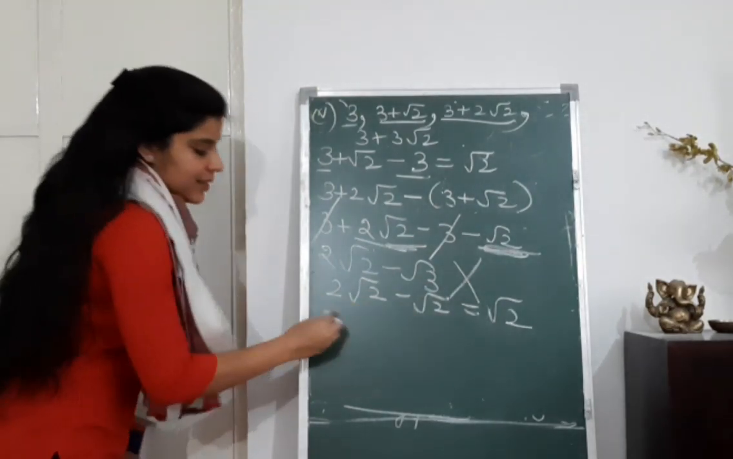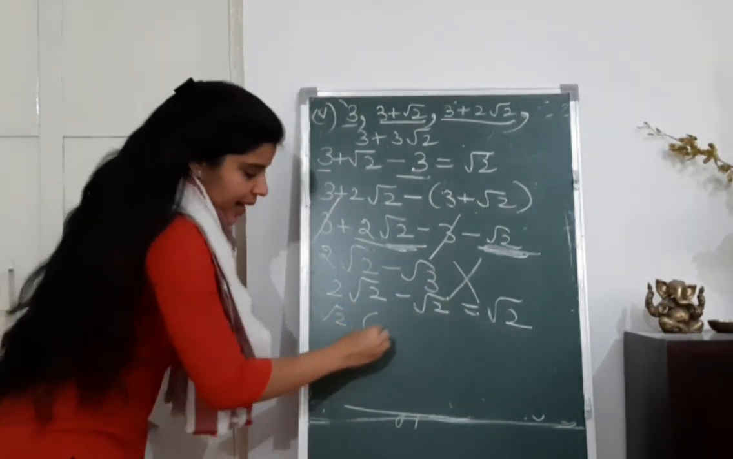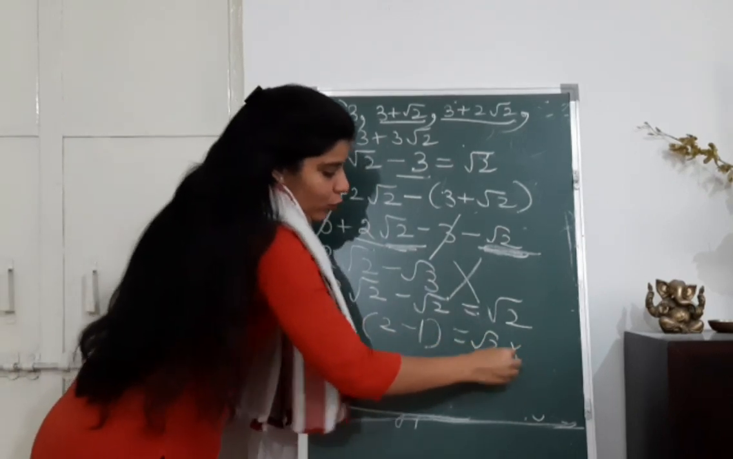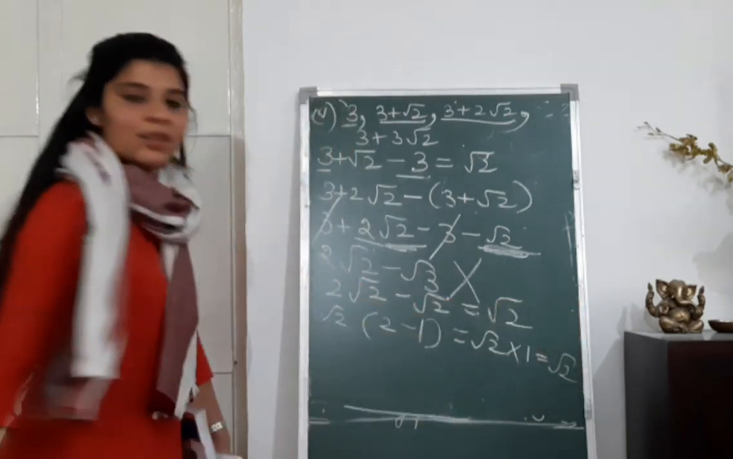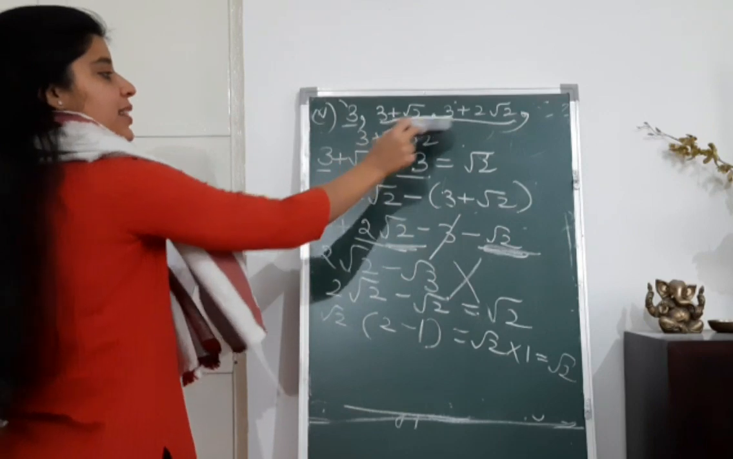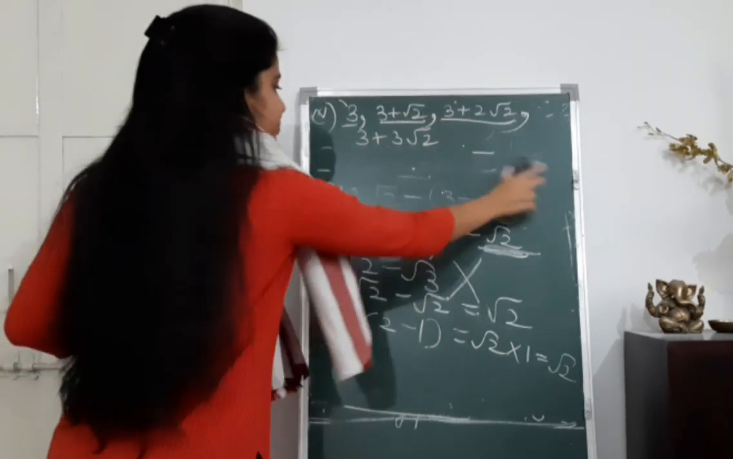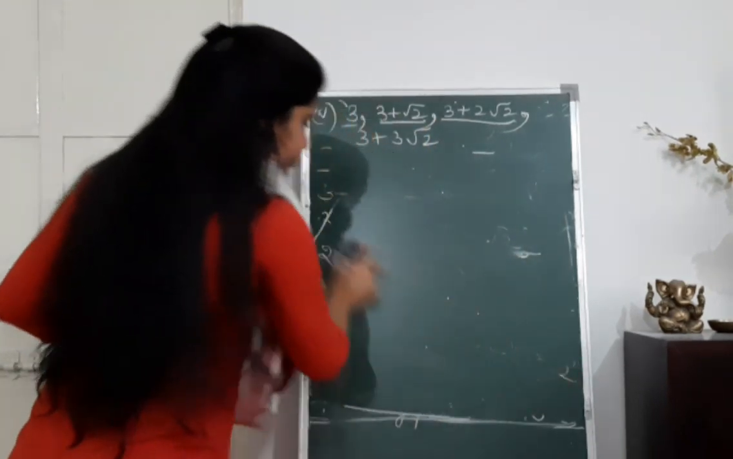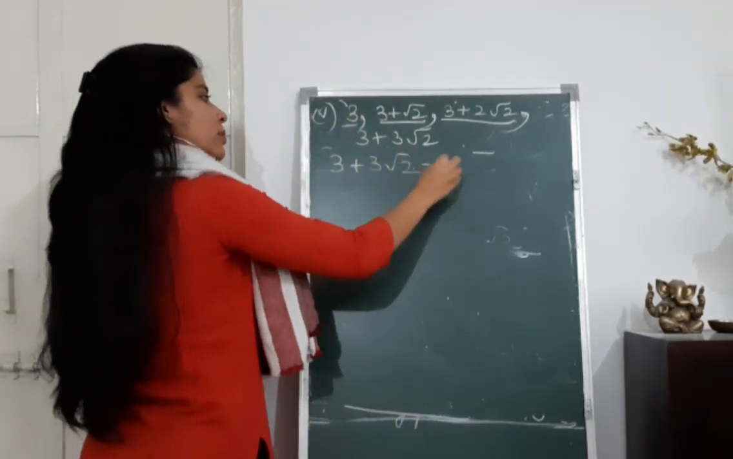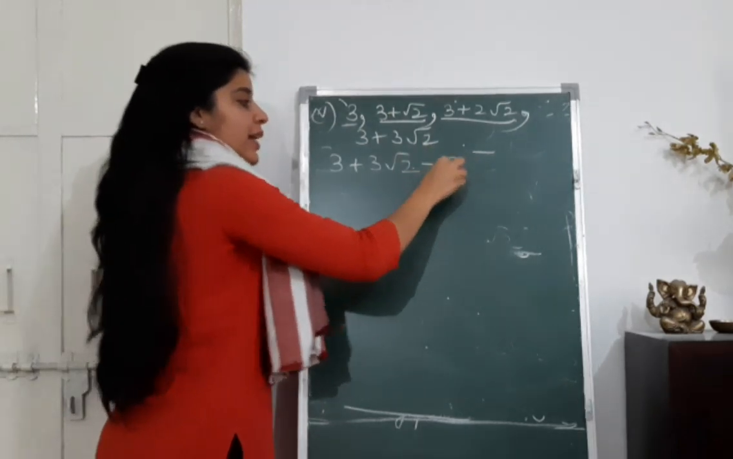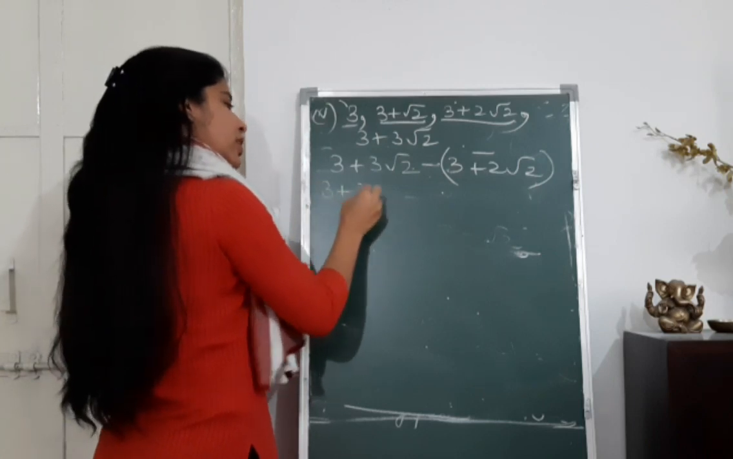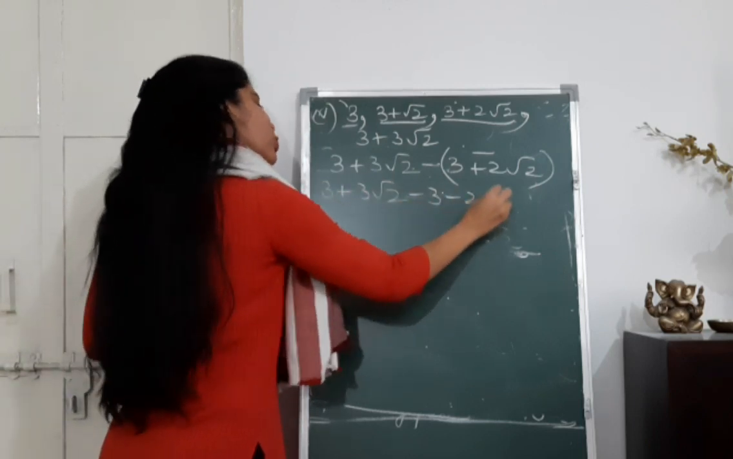Okay? How we are doing this? Taking out root 2 as common. Bracket is nothing but 2 minus 1. So which gives me nothing but root 2 into 1, which is equals to root 2. Okay? So now let's subtract this from this. Which is 3 plus 3 root 2 minus 3 plus 2 root 2, which is 3 plus 3 root 2 minus 3 minus 2 root 2.